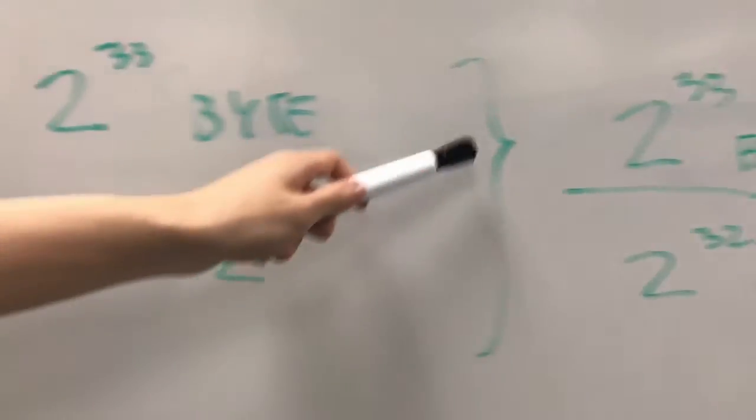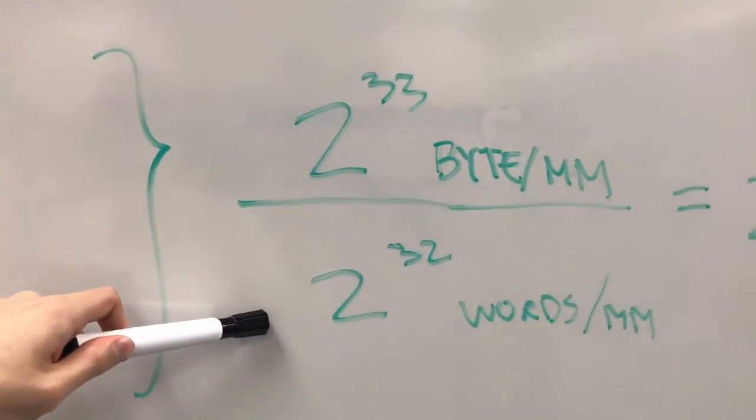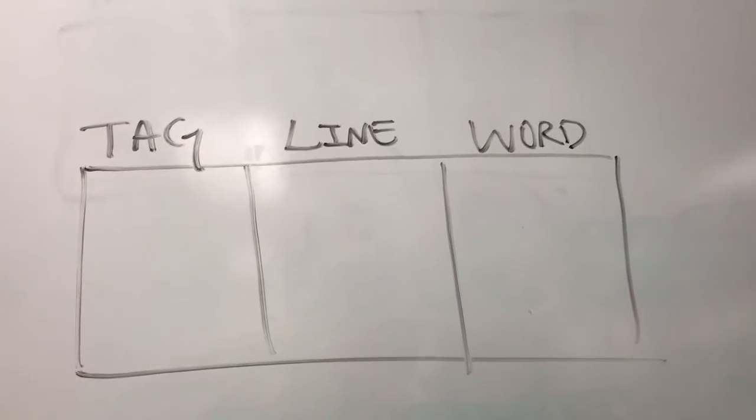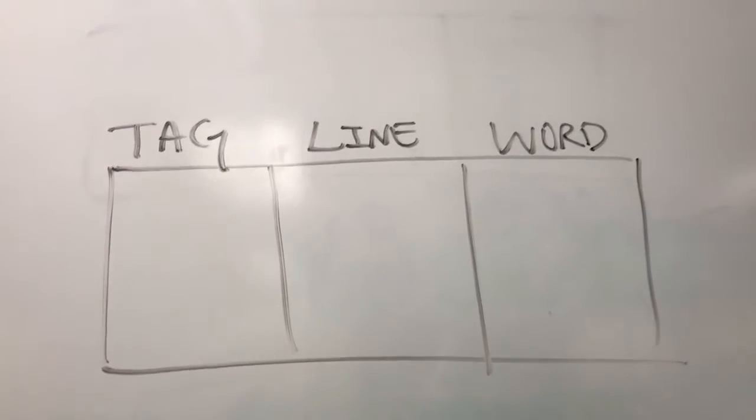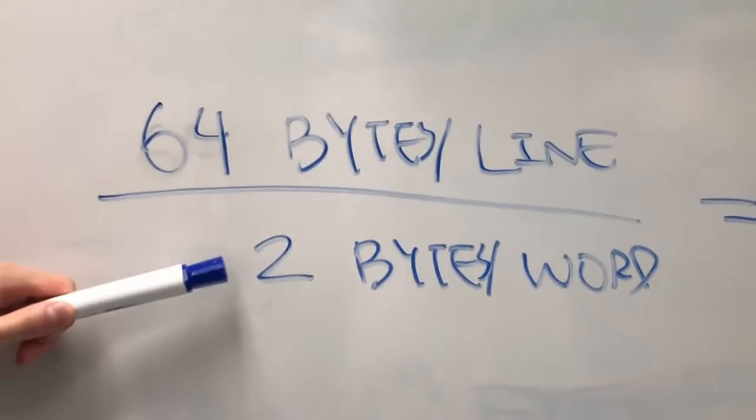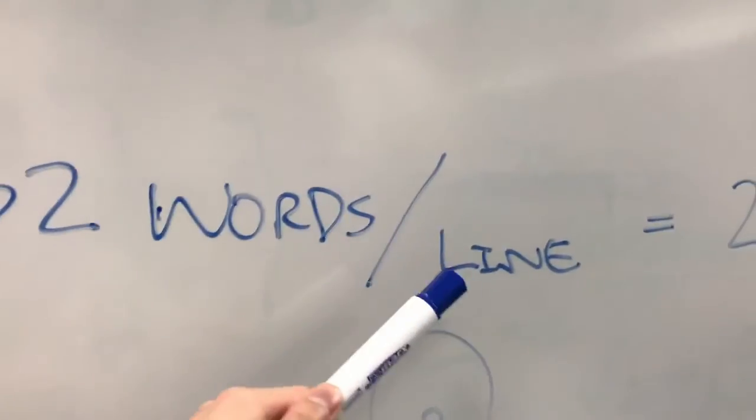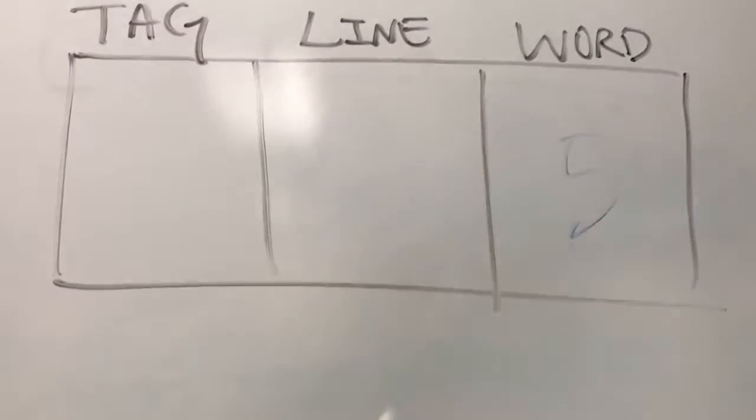2 to the power of 33 divided by 2 to the power of 32 is 2, so there are 2 bytes in a word. This lets us figure out how many bits are in the word number in the memory address. Each line in the cache is 64 bytes, and there are 2 bytes in a word. So there must be 32 words per line in the cache. 32 is 2 to the power of 5, so there are 5 bits in each word number.